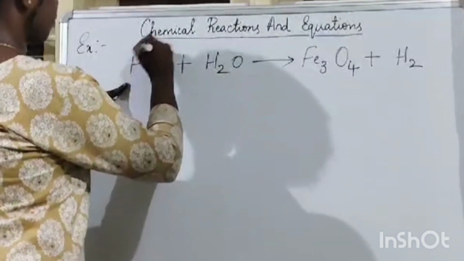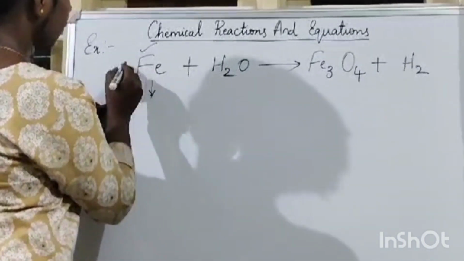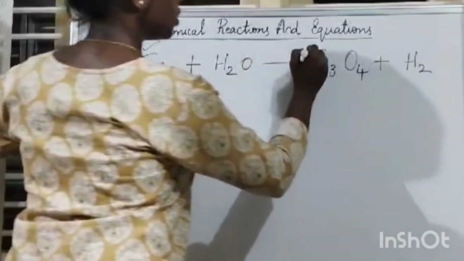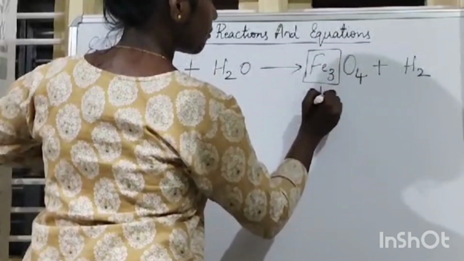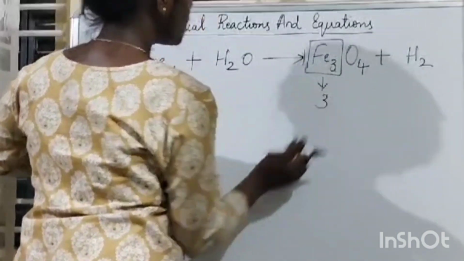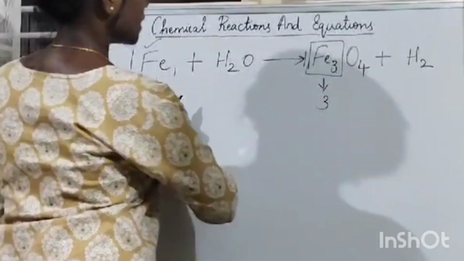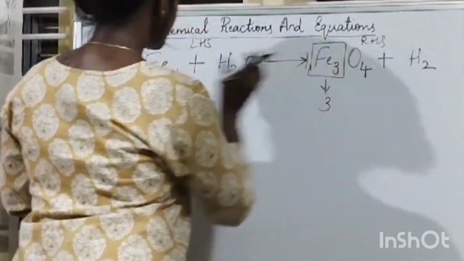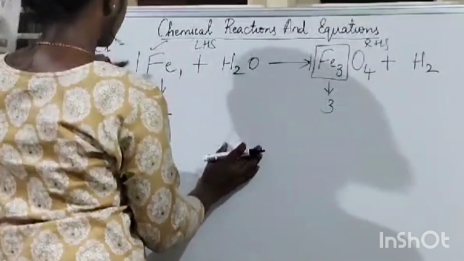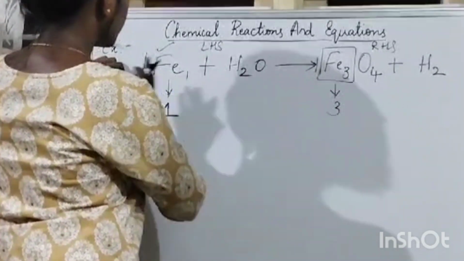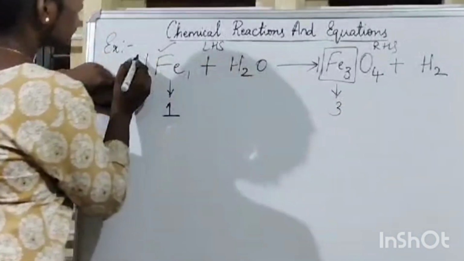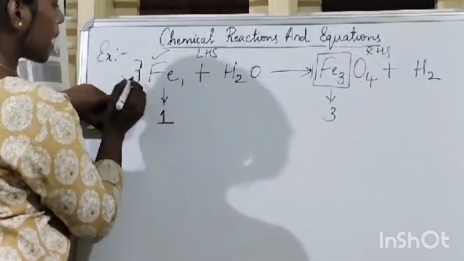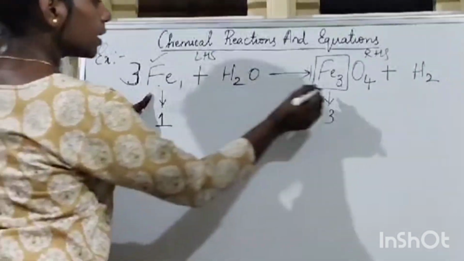Now let us start with Fe. Here we have only 1, so the number of Fe is only 1. Here when we look, we have 3 Fe, since 3 ones is 3. On our LHS and RHS, the number of molecules should be equal. So here we have 1, here we have 3. So here we have to make it 3. We will write 3 here. So now this is balanced. We have 3 Fe and 3 Fe.